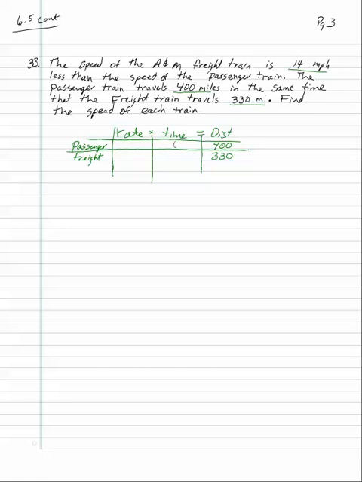So the key here is it says same time. So if I had R times T equals distance, and I know time is t, distance is a number, and I want to solve it for r, what would you do? And hopefully you're saying divide by t. So in my chart here, this is going to be 400 divided by t, and this is going to be 330 divided by t. Now, in the first sentence, it says the speed of the freight train, which we know is 330 over t from my chart, equals 14 miles per hour less than the speed of the passenger train. So the passenger train minus 14. So you could do it that way.